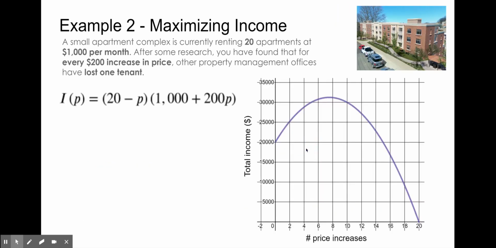We can check our answer by graphing our equation, and you will notice the starting income of $20,000. You will see that the vertex is at approximately 7.5, and so 7 and 8 will produce the same optimal income. And after 20 price increases, they will have no income because they will have no apartments rented. It is interesting to note that while they will have 7 fewer apartments rented, they will have increased their income by over $10,000.